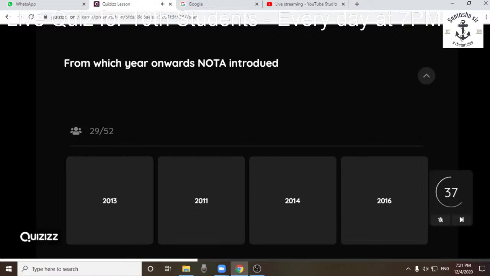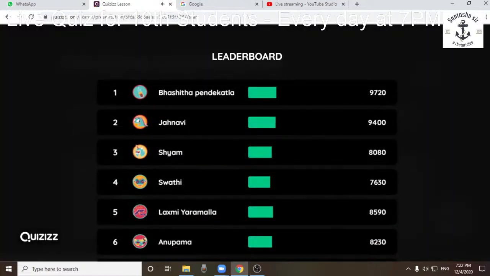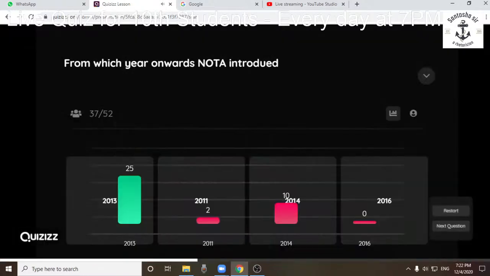From which year onwards nota introduced? Thirty seconds more. 15 seconds more. From which year onwards nota introduced? Okay, time's up. Let's check the scores. We have Bashita continuing on the top, Jahnavi, Lakshmi, Anupama, Shyam, Varshit. 25 members answered it right. Moving on to the next question.